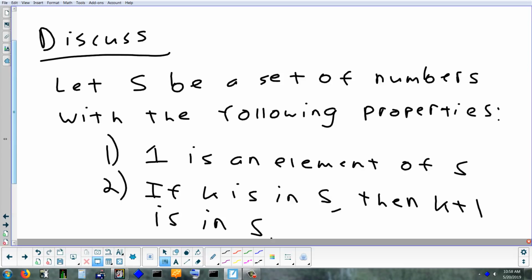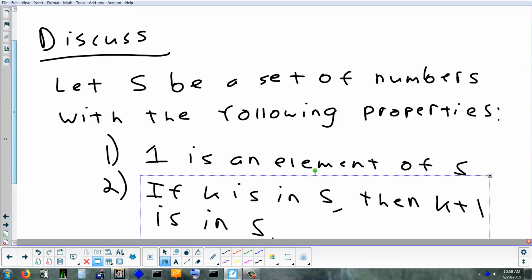Yeah. So, okay, we know 1 is in the set. So if 1 is in the set, then 1 plus 1 is in the set. That means that 2 is in the set. But what does that mean? 3 is in the set. If 2 is in the set, then 2 plus 1, or 3, is in the set. But if 3 is in the set, what does that mean? 4 is in the set, 5 is in the set, 6. So basically, as long as you know that 1, you have a starting point, right?